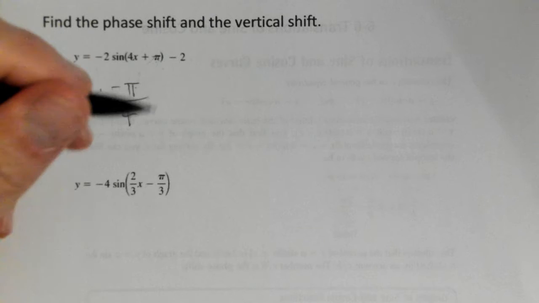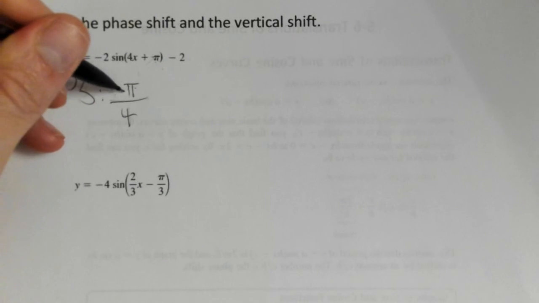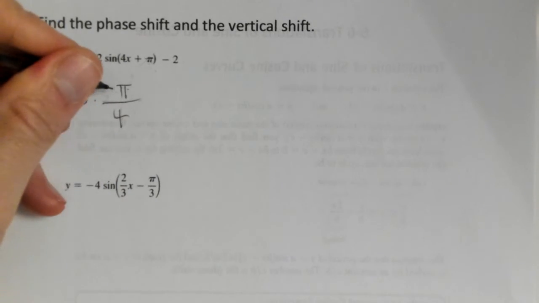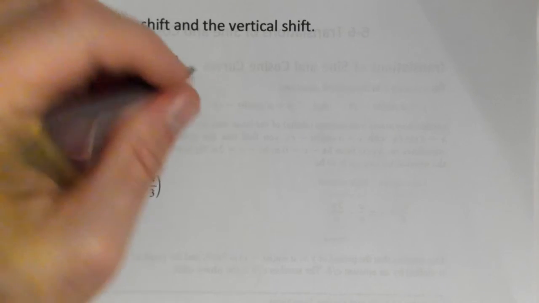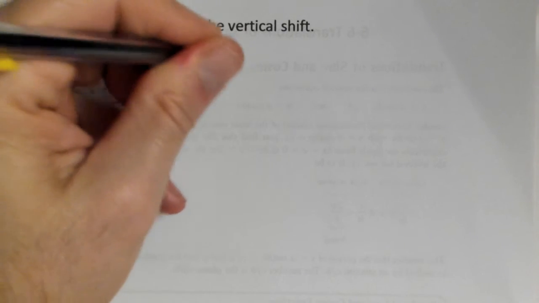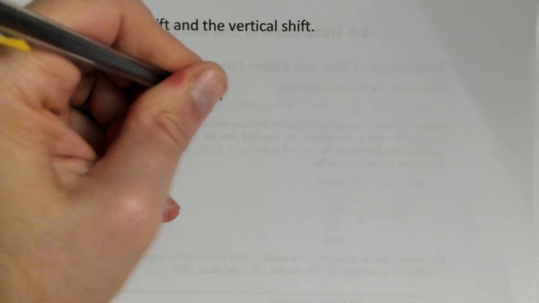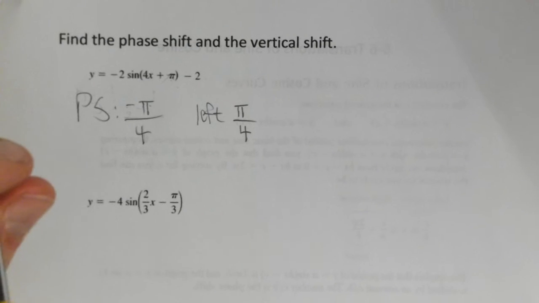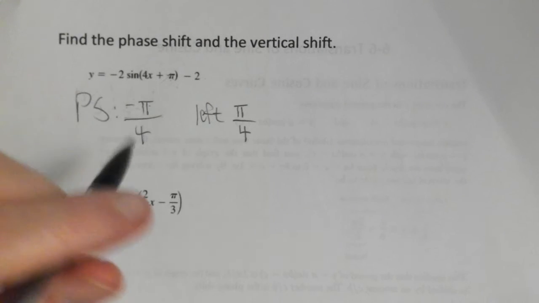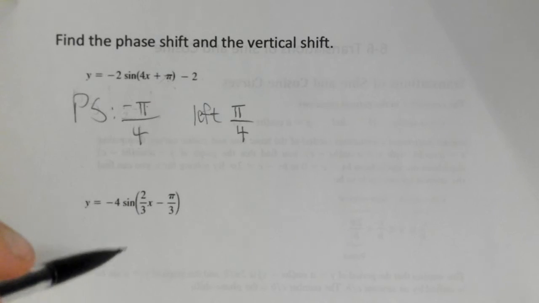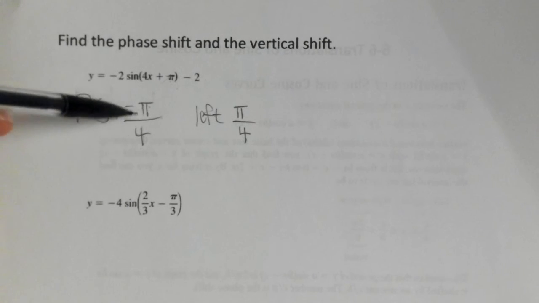Now, we need to interpret that as a movement. Well, if it's minus, then we're going to be moving it to the left. So since it's negative pi over 4, that movement is going to be to the left pi over 4 units. So that's the phase shift: left pi over 4 units. Negative is movement to the left, and positive is movement to the right, once you find the actual phase shift.